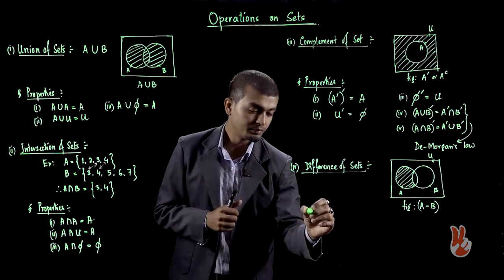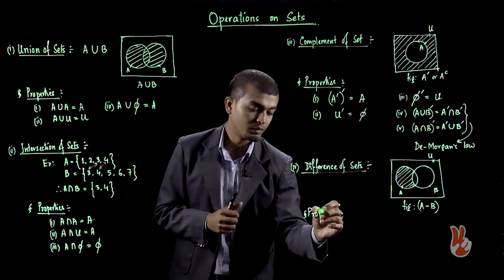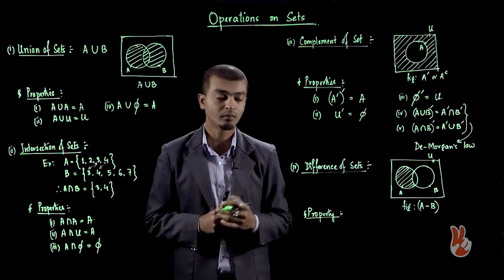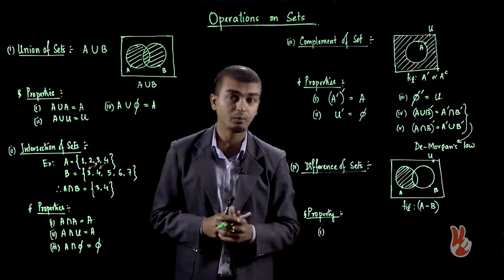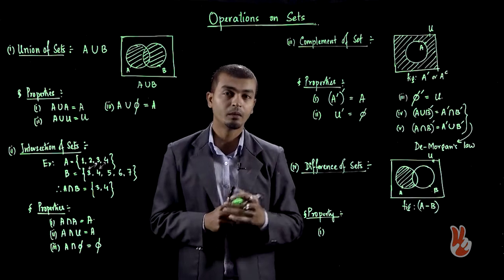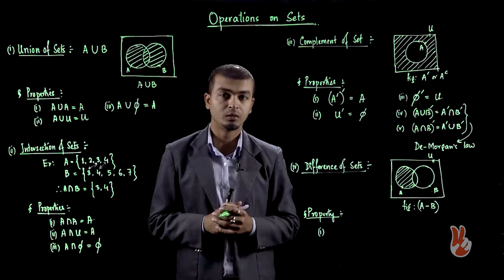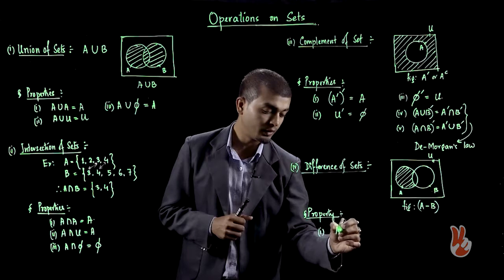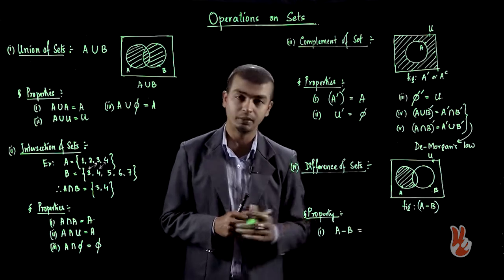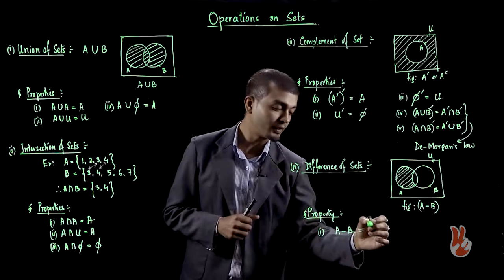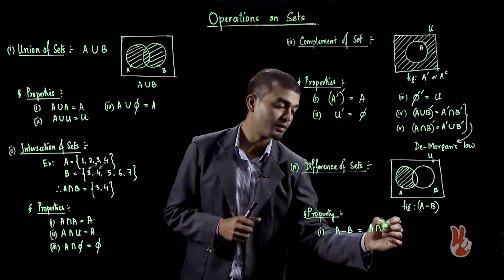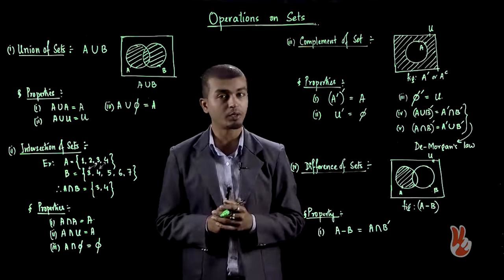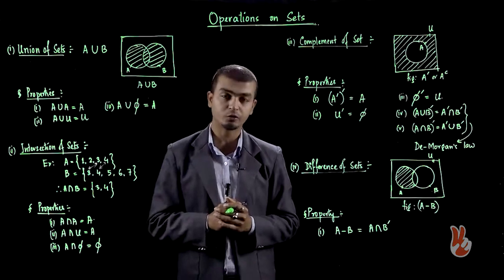So the property of difference of two sets is very important when you will be applying it on proof type of questions as well as when applying the laws. A difference B can be written as A intersection B complement. This is a very important property of difference of two sets.